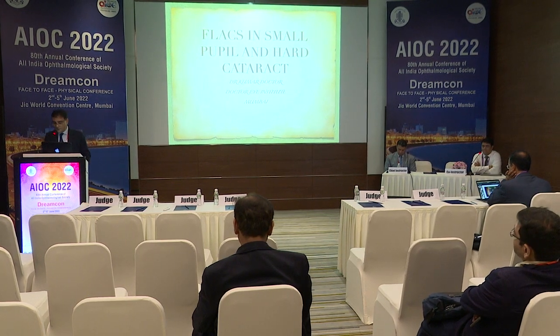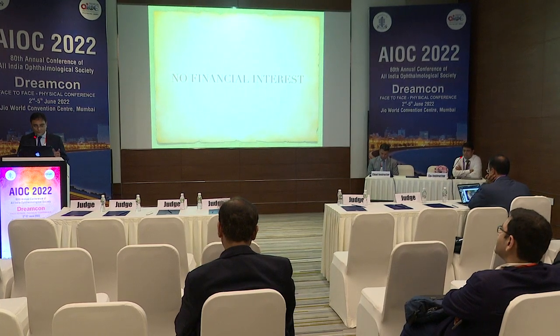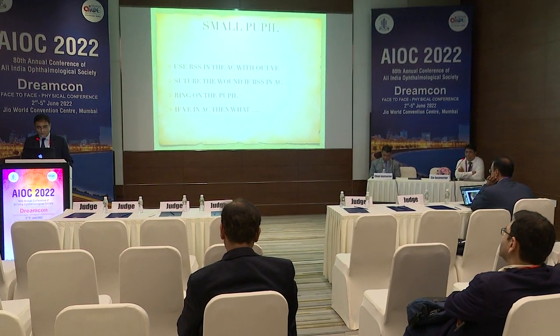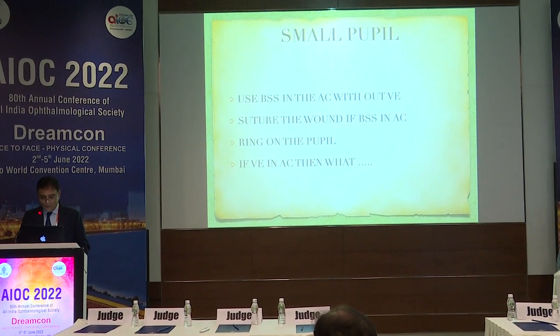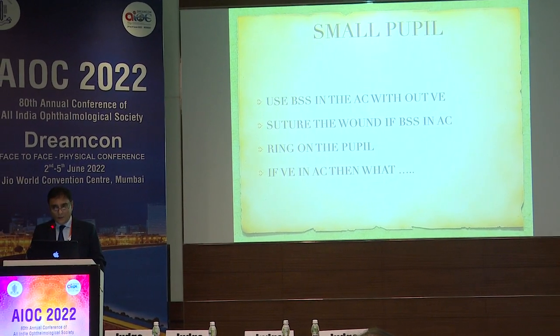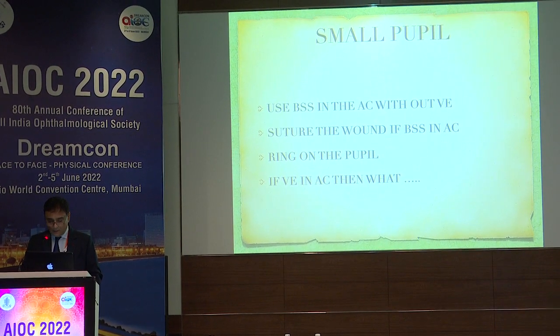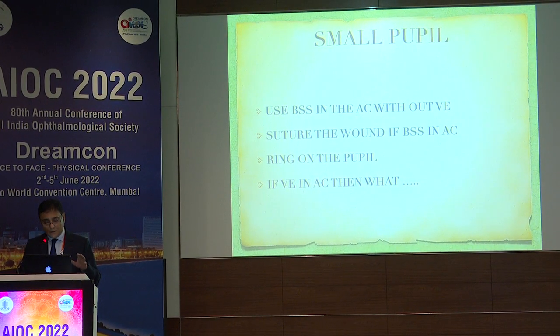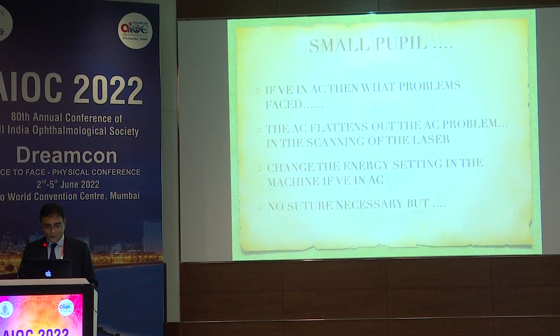So this is what I was talking about. This is femto in a small pupil and a hard cataract, but it's not as simple as that. With a small pupil, as I mentioned, you have to use BSS in the anterior chamber and remove the viscoelastic. Do you need to take a suture or not? I don't take a suture. The ring is on the pupil, but the viscoelastic has to be removed from the anterior chamber. You can't leave the viscoelastic in the anterior chamber.